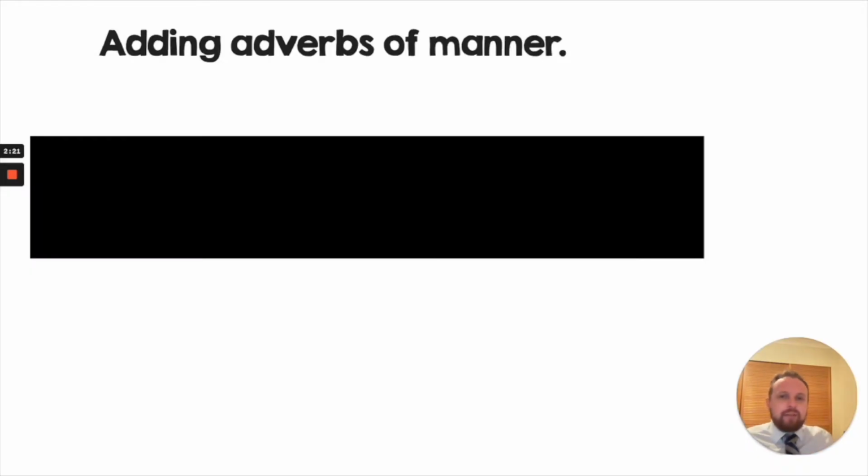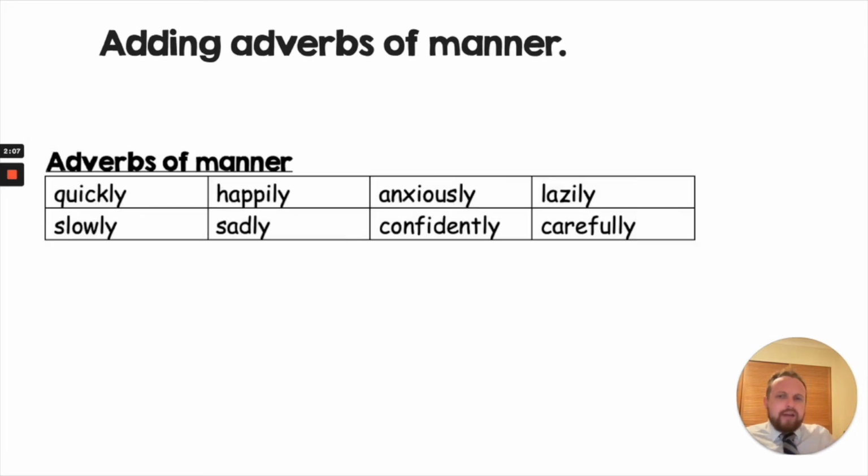Okay, so the second thing I want to go over is adding adverbs of manner. Can you remember what adverbs of manner are and what they do in a sentence? Have a little think. Okay, so adverbs of manner, well, I've got a list of them here: quickly, slowly, happily, sadly, anxiously, so on. Adverbs of manner often end with "ly". They're those "ly" words, okay? And they describe the verb, okay? So you might hurry quickly. You might dawdle happily. You might scurry anxiously, okay?